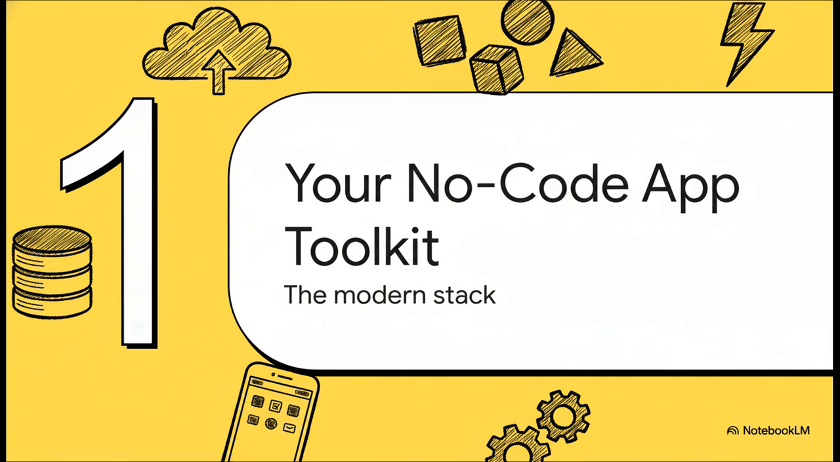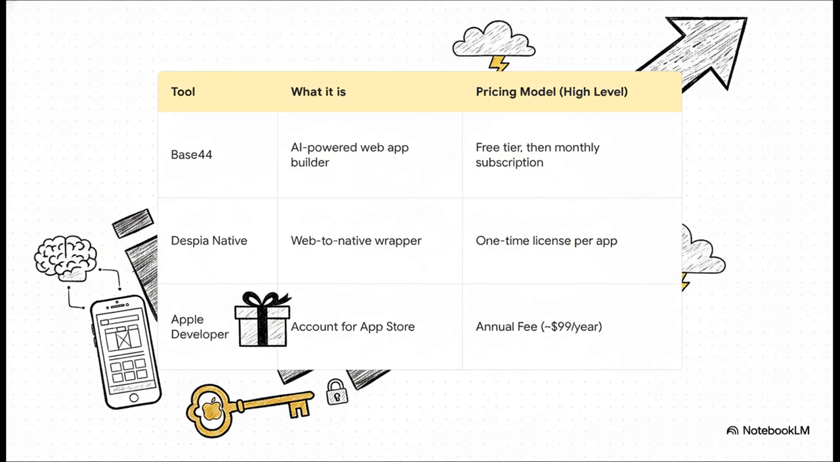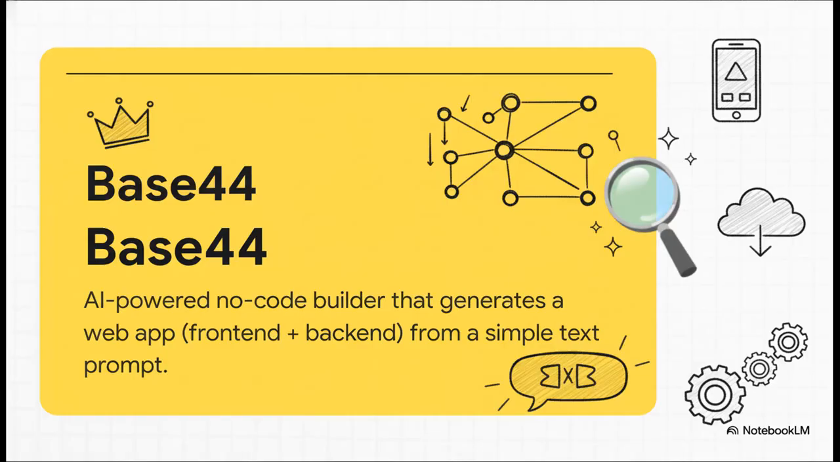These are the modern tools that actually make all of this possible. And the best part is how simple this stack is. You've really only got three key pieces. First, there's Base44. That's the AI that's going to build the app for us. Then you've got Despia Native, which is the tool that wraps it all up for the App Store. And finally, you just need an Apple developer account, which is basically your ticket to get into the store. That's it. Three things. So let's dive into Base44 first.